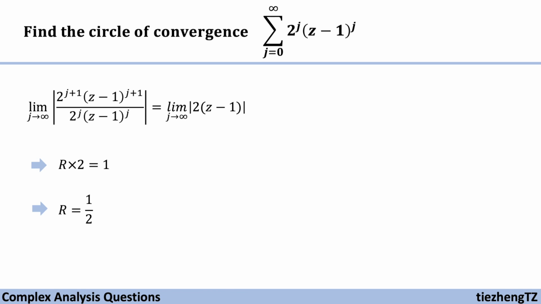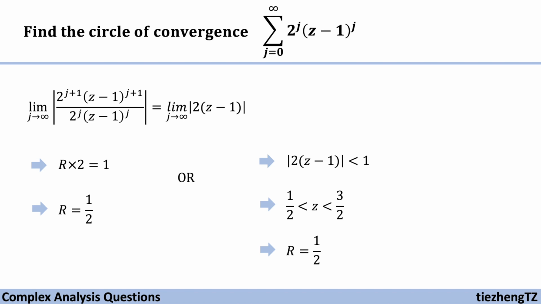And there is another method. Based on the definition, the limit we get, the modulus, should be less than 1. If we open this modulus, we get z should be between 1/2 and 3/2, which means it is a circle, and the radius is half: 3/2 minus 1/2, which is 1/2.